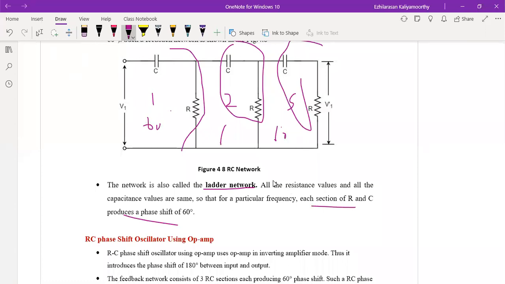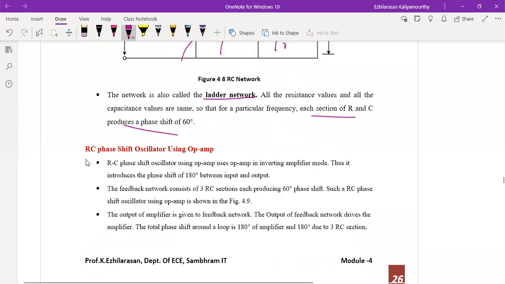Now what are we going to do? We are going to design an RC phase shift oscillator using an operational amplifier. That is what we are going to read here: the RC phase shift oscillator using op-amp. It uses the op-amp in inverting amplifier mode. You know that in inverting amplifier mode, the output is out of phase by 180 degrees. I hope you remember.